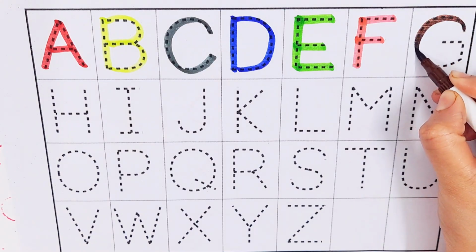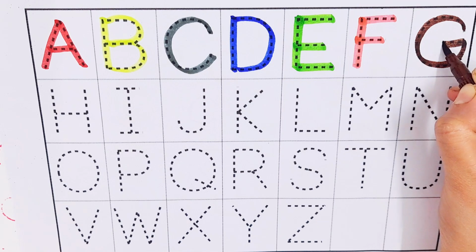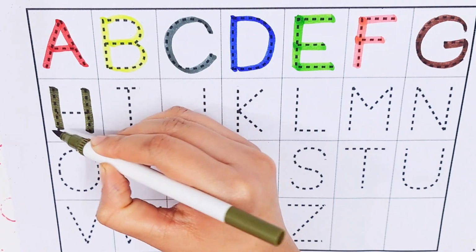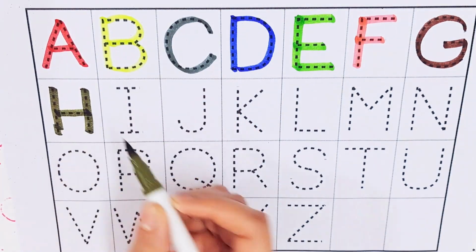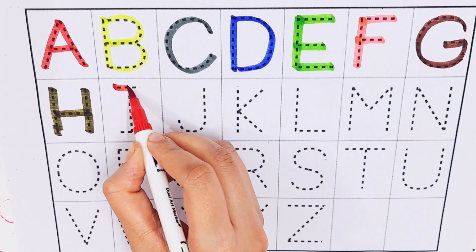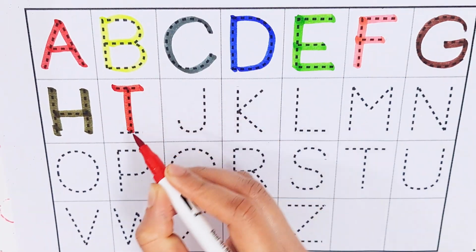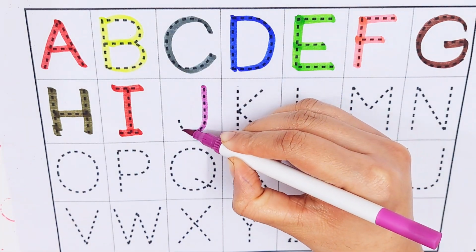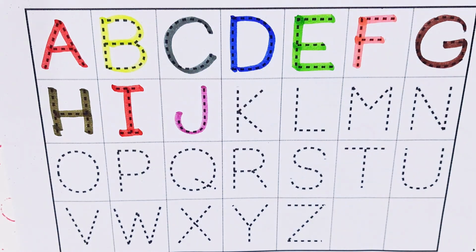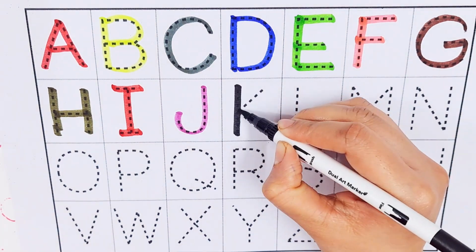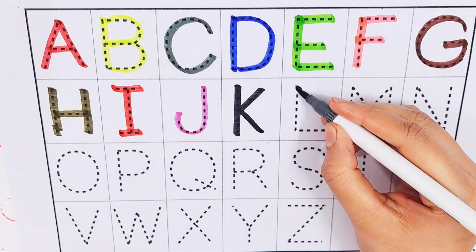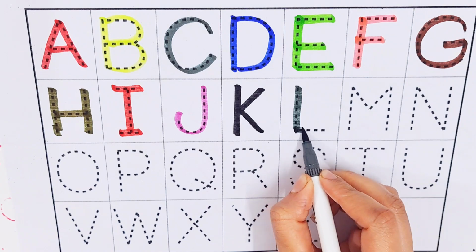Brown color. G for gun. Olive color. H for heart. Red color. I for ink. Violet color. J for juice. Black color. K for king. Gray color. L for lychee.